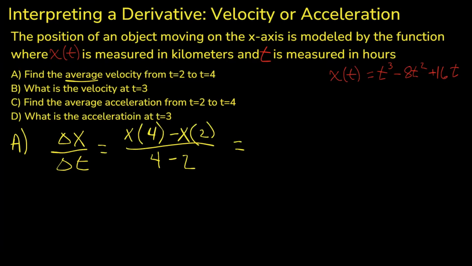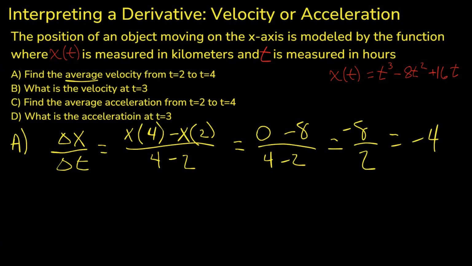If we plug 4 into the x function, we get 0. And if you plug in 2, you get 8, which simplifies to negative 8 over 2, or negative 4. Now, the units on this would be kilometers per hour. It didn't ask us to interpret it, but we would say the average velocity of the object moving along the x-axis is negative 4 kilometers per hour from 2 to 4 hours.